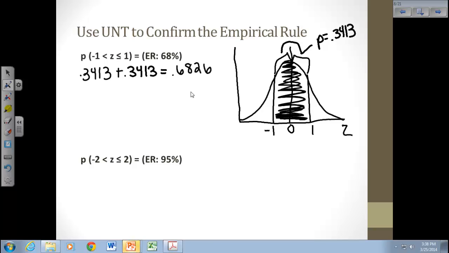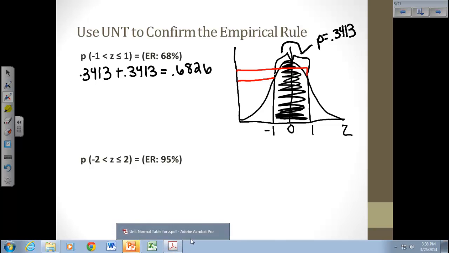0.6826, which if you multiply that by 100, it'd be about 68%. Now, you could have also said, okay, well, what is the proportion in the body for z equals 1, and subtract the proportion in the tail? Because if you find the proportion in the body, that'll give you all of this. And we don't want all of this, we just want this part. So you can take the proportion in the body, all of this, minus what we don't want, so the proportion in the tail for this z of 1.